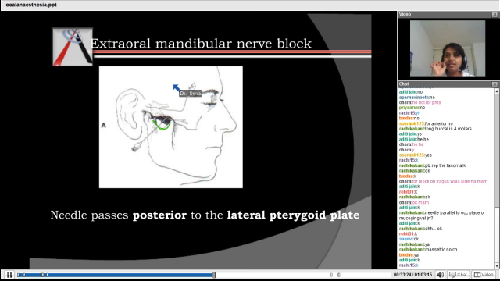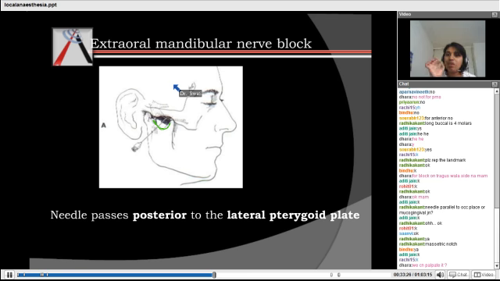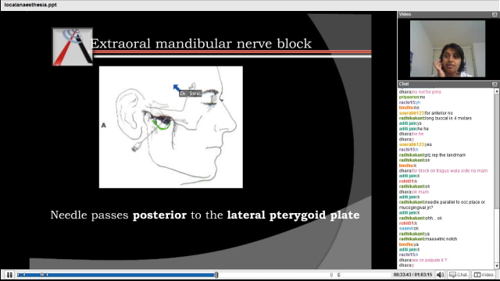If we insert the needle straight, we are going to hit something. You can palpate it. When you close and open, you will see that gap there, between your zygomatic arch and the mandible. So you insert your needle through that gap until you hit something.